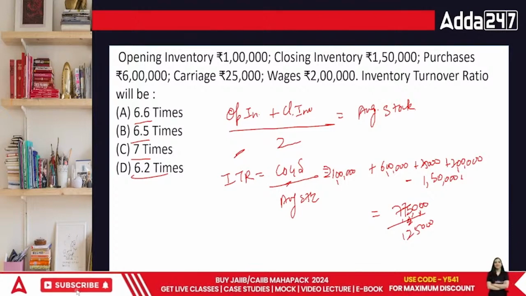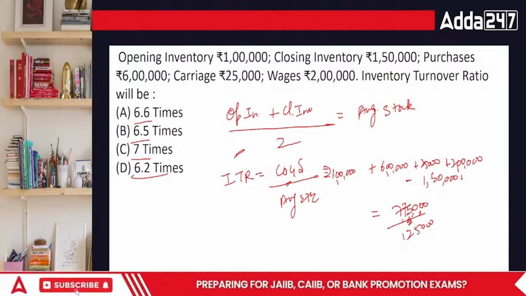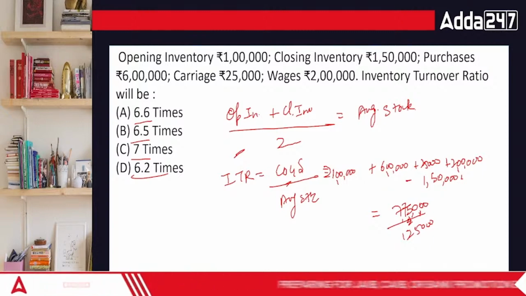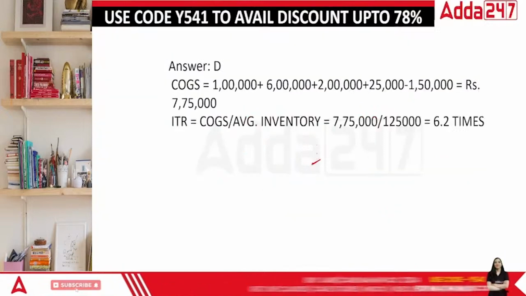Okay. Now, visible now, everyone? What should be the answer? It is basically 6.2. Okay? The answer is 6.2.